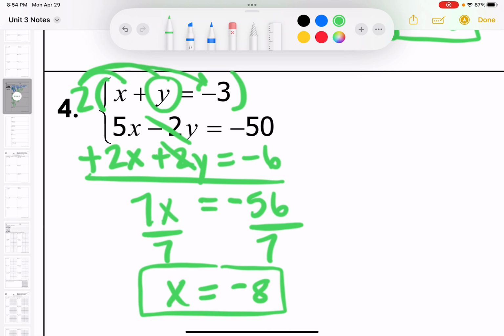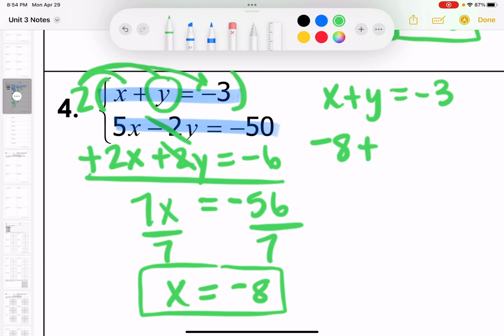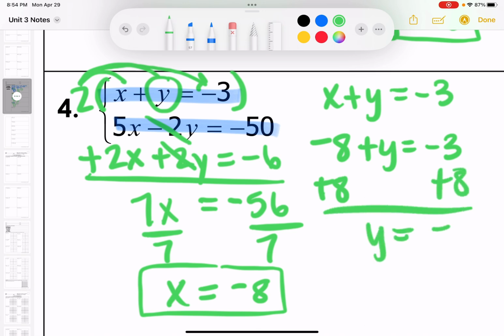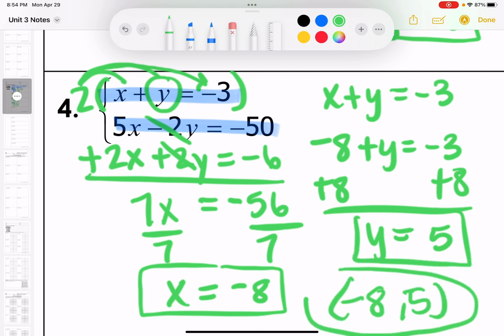Now I'm going to plug that into one of my original equations. So I'm going to choose the top one. But like I said, it doesn't matter which one you pick. I'm going to plug in negative 8 for x, and I'm going to solve for y. So then to get y by itself, I'm going to add 8 to both sides. So y is going to equal 5. So negative 8, comma 5 would be our answer.